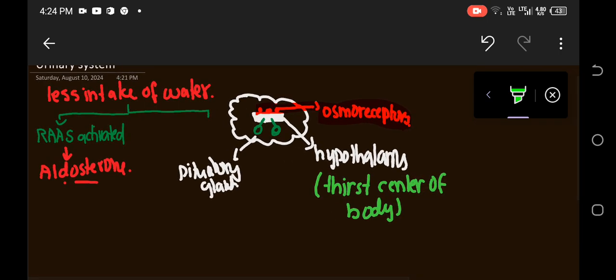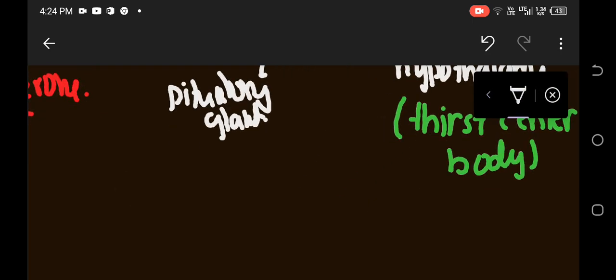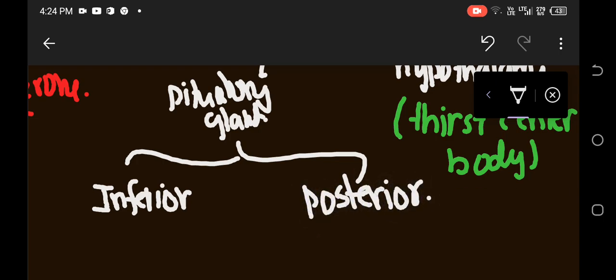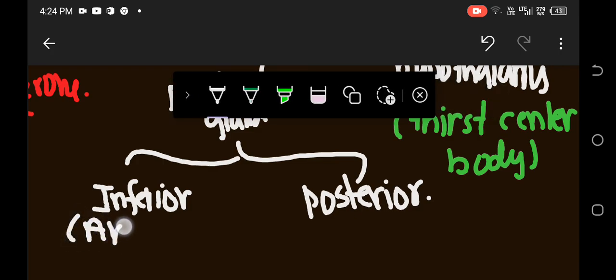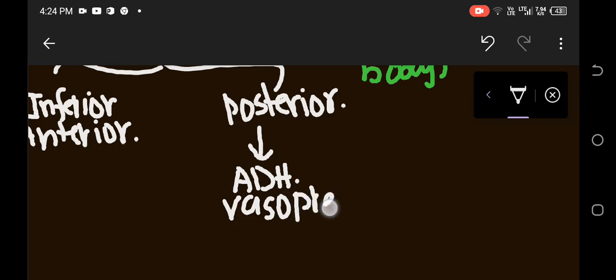Now the pituitary gland is divided into two parts. One is the anterior part, and the second is the posterior part. The posterior pituitary gland will help to release ADH, the antidiuretic hormone, which is the vasopressor.